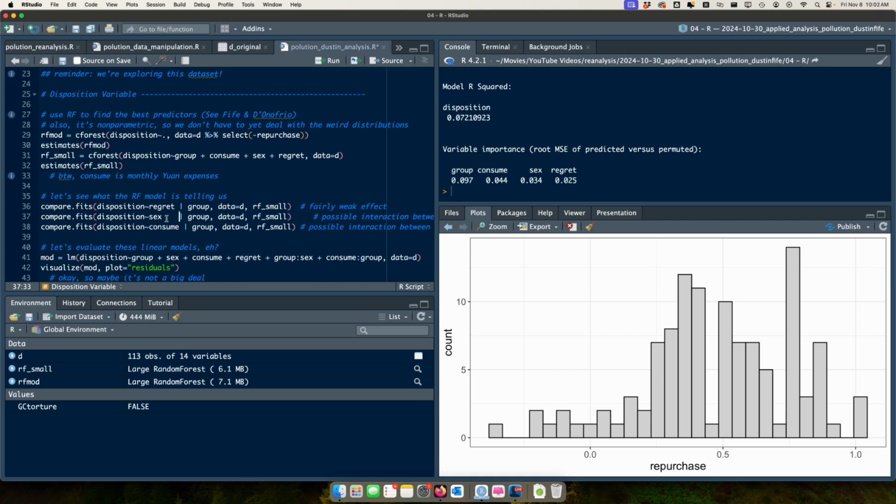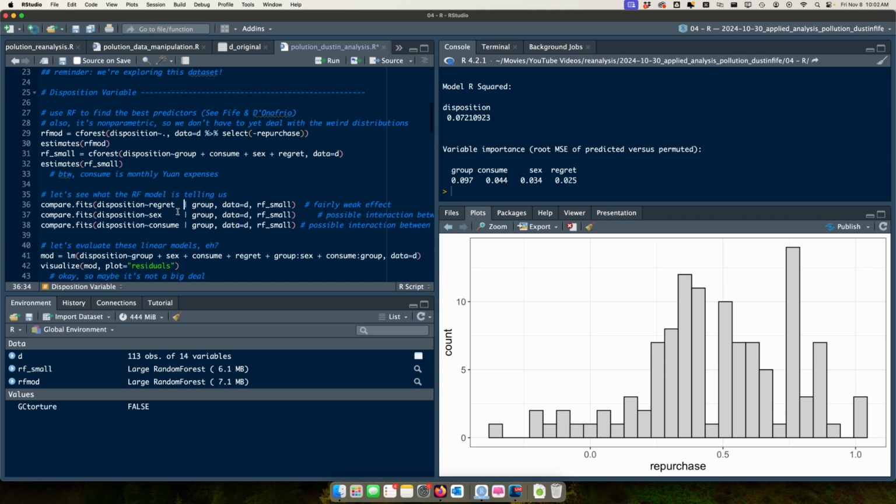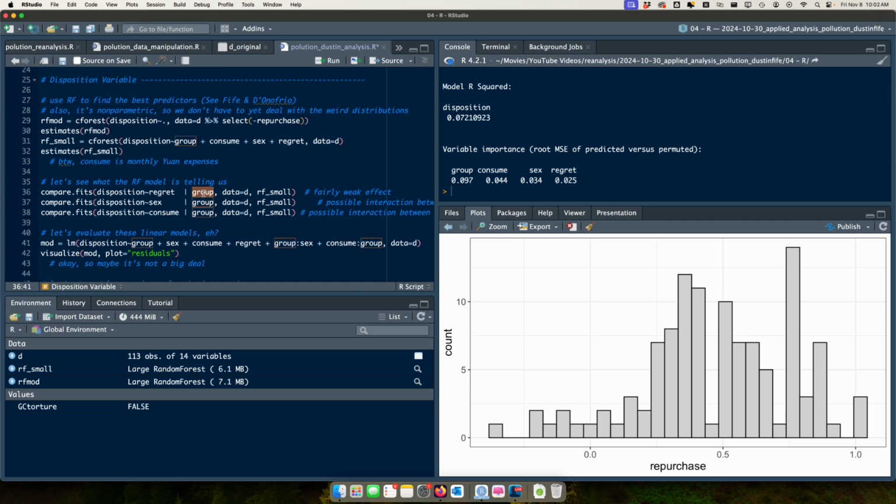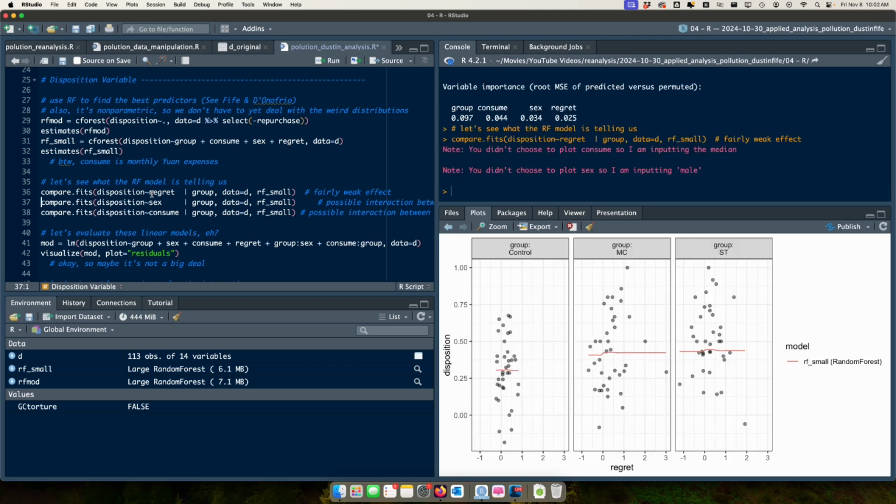And I like things to line up because it makes it easier to scan your code. I know group is my biggest and most important predictor, so I'm going to put that in panels, and I'm just going to see whether any of these variables interact with group. I'm going to start with regret, and the red line is the random forest model, and it looks like they're all relatively flat, so it doesn't look like regret is really doing anything in this model. And that's why I make that note, fairly weak effect.